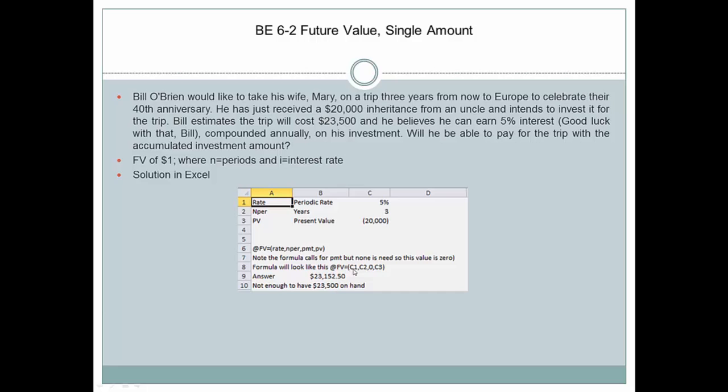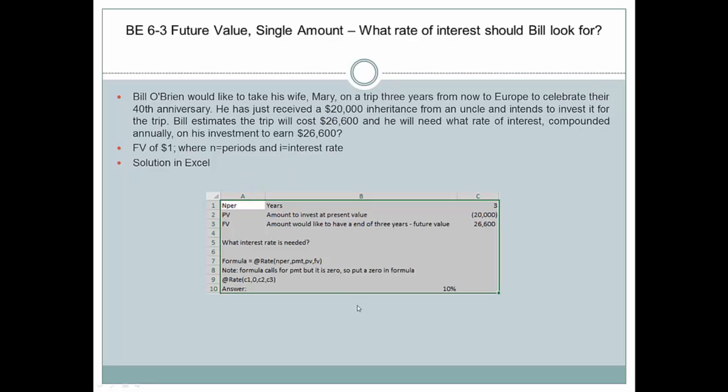It will be referencing cell C1, then C2, the number 0, and then C3, and this will be the answer. There's not enough after he's invested that to have the $23,500 he wants.